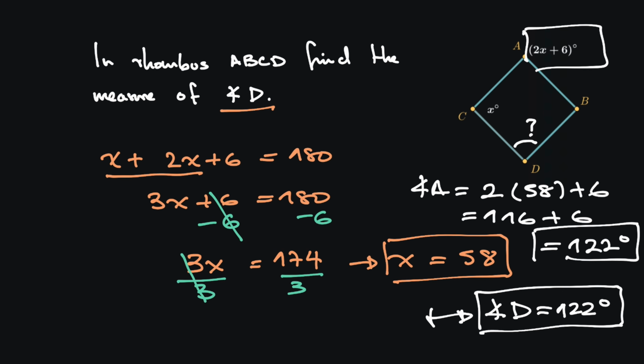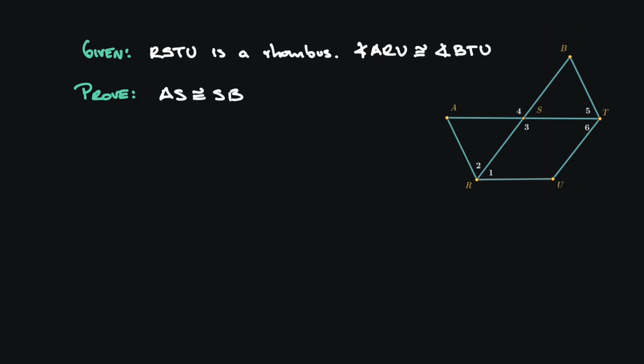Let's do a two-column proof. The last problem is with two-column proofs. In this problem, the given is that RSTU is a rhombus, right? And the angle ARU, and remember that I always told you to try to put some colors to the things that are given so you don't forget that you have them.